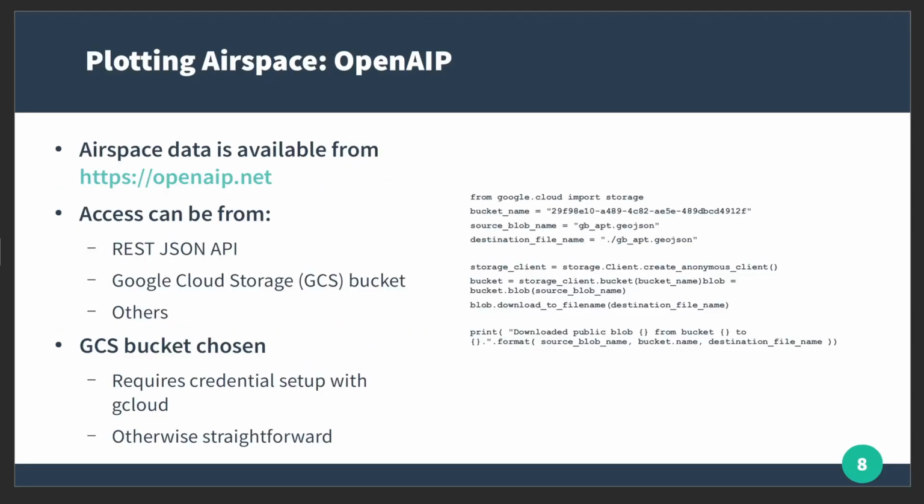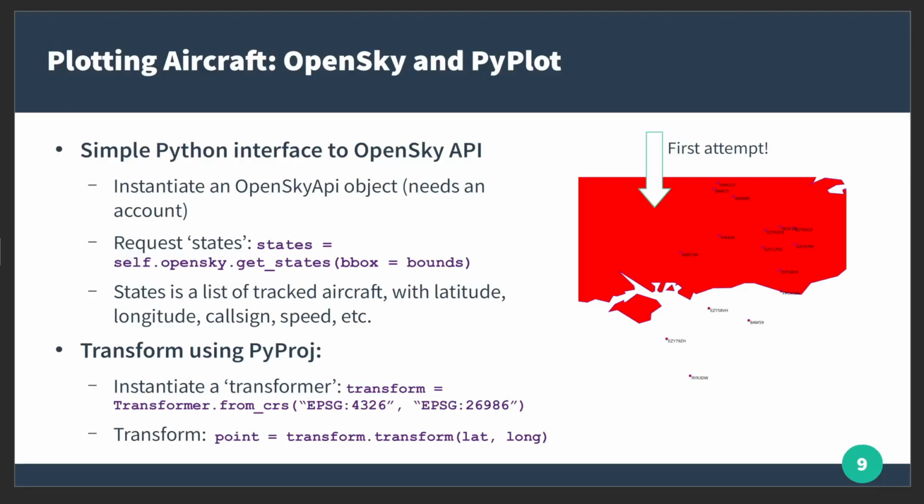I downloaded the OpenAIP airspace using the Google Cloud Storage Bucket API. OpenSky provide a very simple Python API. You can request states and get a list of targets. The targets are in a global GPS type format with latitudes and longitudes. I had to transform these into the Boston coordinate reference system.